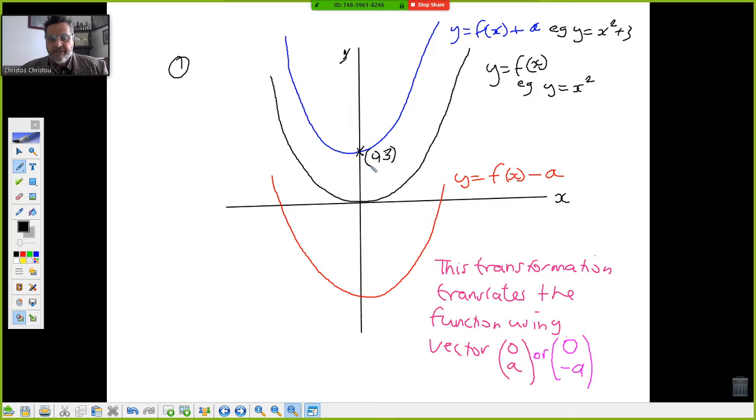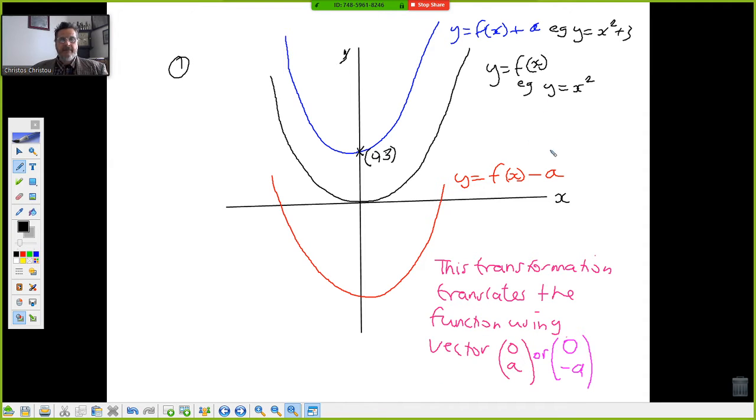What does that look like as a vector? I went 0 along and a up. I didn't go right, I didn't go left, I went 0 along. If you remember your vectors from year 9, which was the last time we did vectors, okay, 0 along and then a straight up, bam, that's it. So how do I describe the move from this black line to this blue line? Answer, this transformation is a translation of the function using the vector 0a.